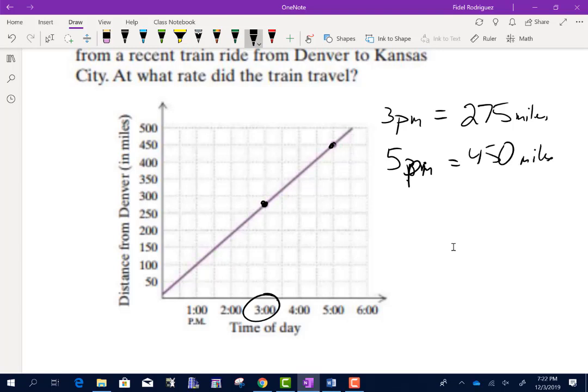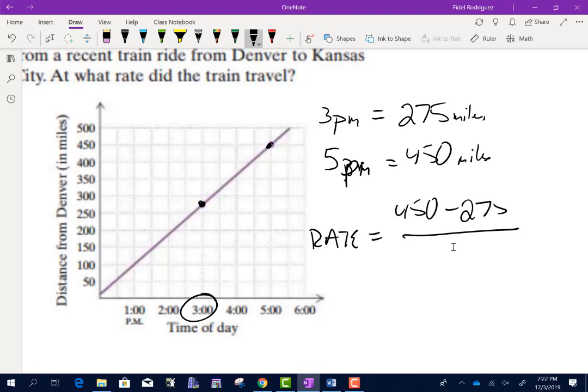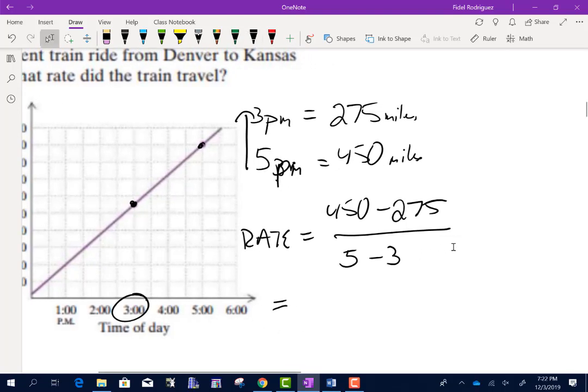So guys, if we're going to find the rate, just like we did before, what two numbers am I going to subtract? Okay, so let's go 450 minus 275, right? And then, are we going to subtract those numbers too? 5 minus 3? Anybody know what's 450 minus 275? Anybody got a calculator? I'll give you a hint. 5 minus 3 is going to be 2.